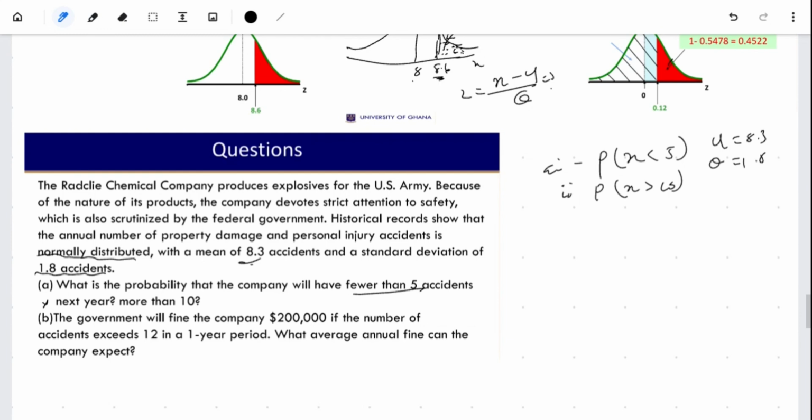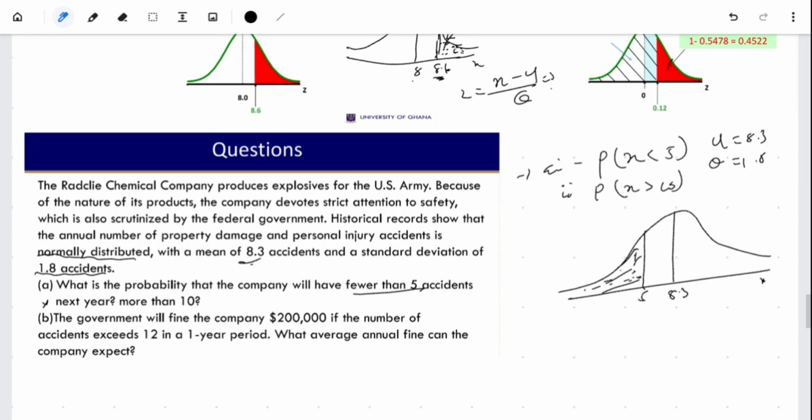So we said that first of all, you have to draw your graph. For each of them, you have to draw a graph. So finding for A(i), you draw your curve, and then we indicate our mean, which is 8.3 here, right? And they are saying that we should find x is less than 5, that's less than 5 accidents. So this is the mean. So less than 5 is here, less than the mean. So 5 will be here, right? And we are finding these probabilities, the probability here.